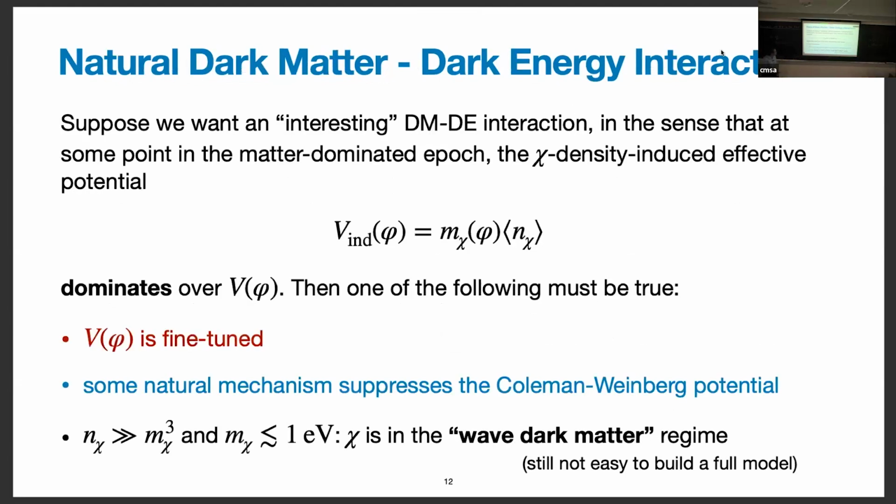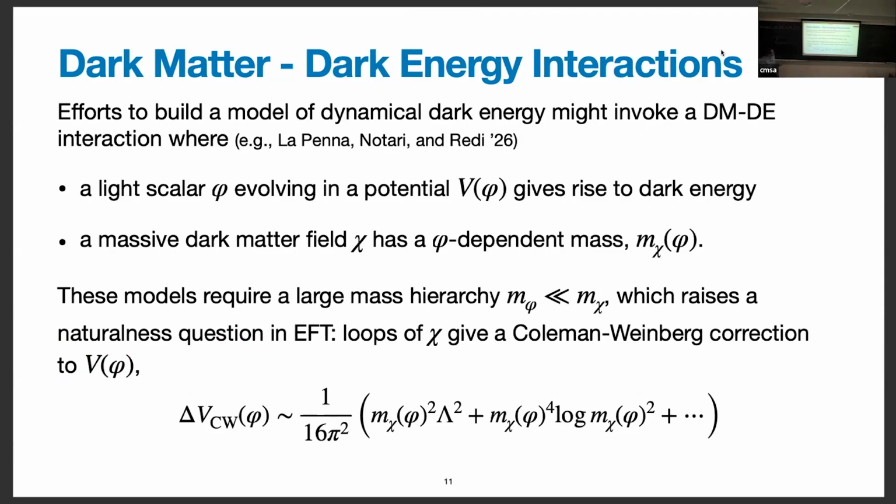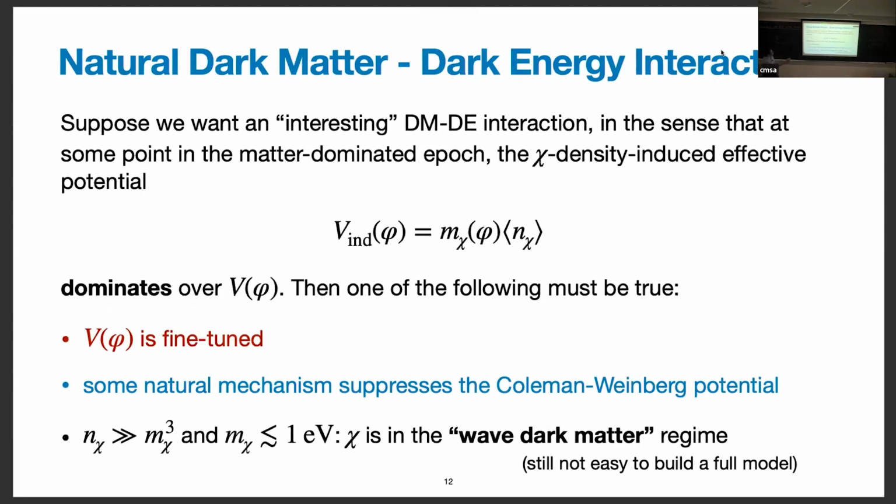One thing you might like a model like this to do is to have an interesting interaction between dark matter and dark energy. And what I mean by that is that if the mass of chi is phi dependent, phi has some effect on chi by changing its mass. But conversely, chi has an effect on phi because if you have a population of chi particles in the universe, there's some density of chi, and then there's a term that multiplies m of phi by that density, so that acts like an effective potential for phi. Okay. So there's an induced effective potential for phi that looks like the phi-dependent mass of chi multiplied by the number density of chi particles that are around in the universe.